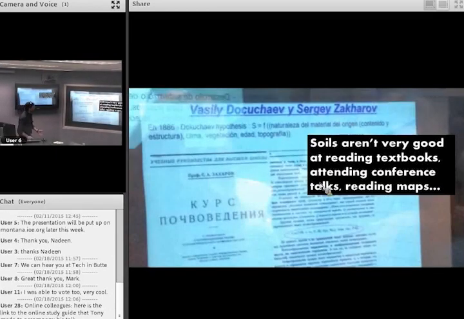And then most facetiously, I think the reason that we should interrogate soils is that, with a couple of exceptions here, soils aren't very good at reading textbooks. This is just a picture I took when I was in the middle of a conference multitasking. Soils don't really show up at conferences. They're really bad at reading maps. And I would argue to you that they're horrendous at telling their own stories. And so that is really the main reason that I'm trying to cultivate some soil interrogators in my lab.